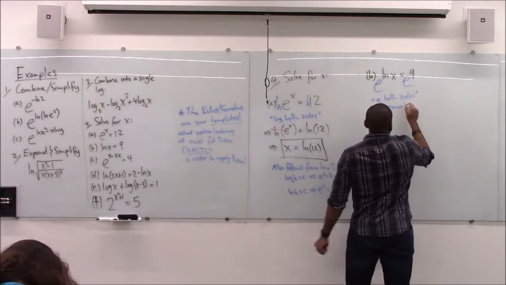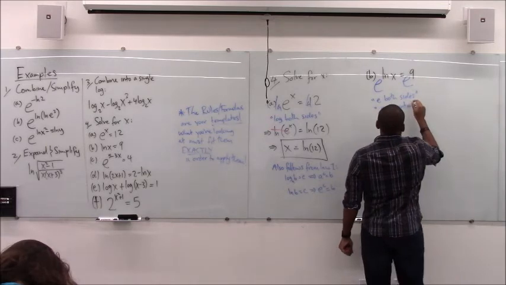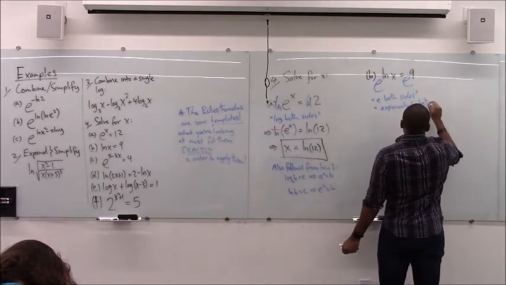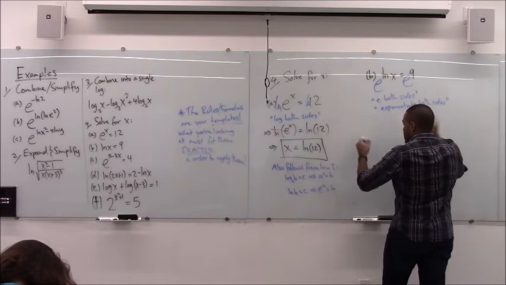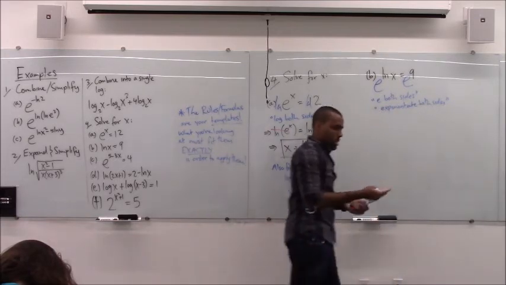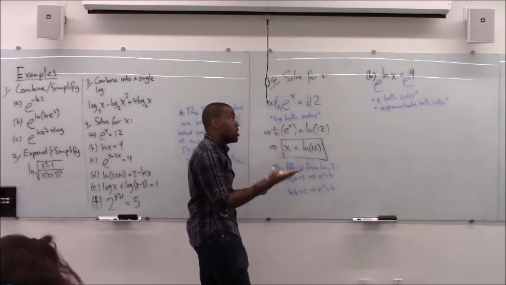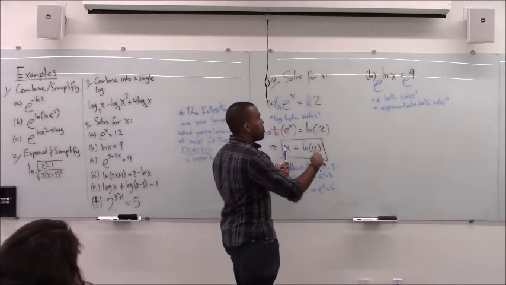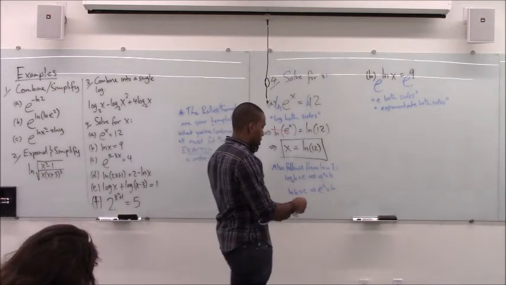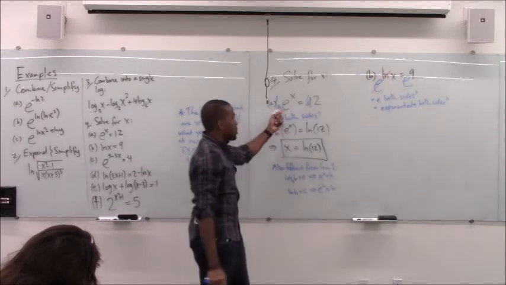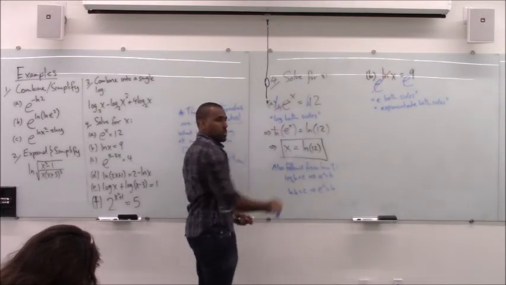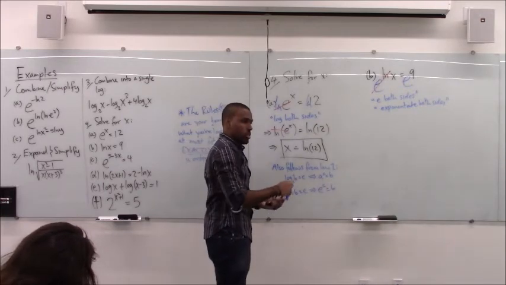What does it mean to e both sides? Exponentiate both sides. So in words, these phrases aren't technically correct, but it's just a cue for you to know what to do. So I can plug both into an exponential. Why? Because exponentials will cancel logs, in the same way that logs will cancel exponentials. I can use one to kill the other one.